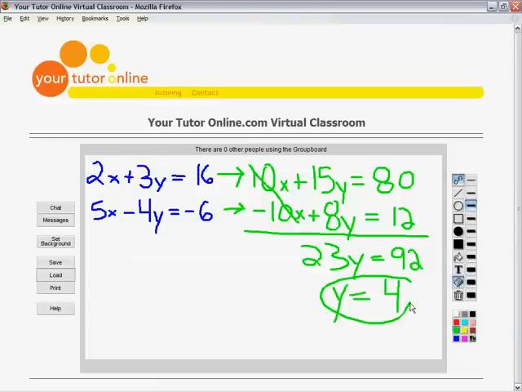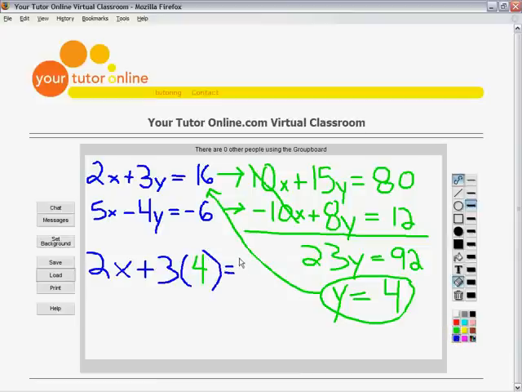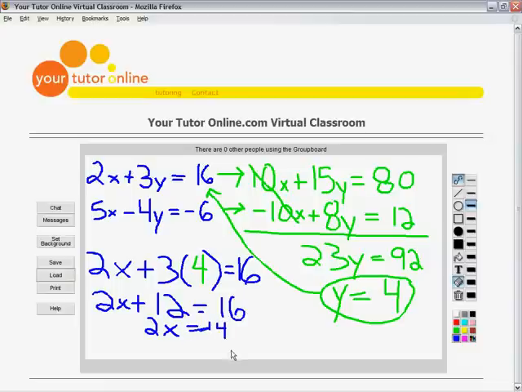Same process as before, we're going to take our answer for y and plug it into an original. 2x plus 3y, y here is 4, is equal to 16. 2x plus 12 is equal to 16. Subtract 12 from both sides. 2x is equal to 4. And finally, 4 divided by 2, x is equal to 2.